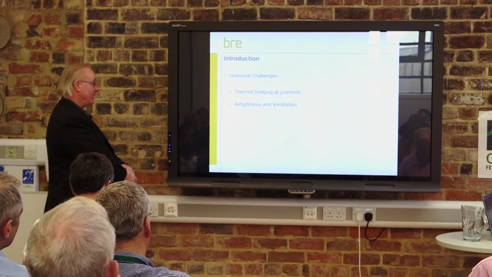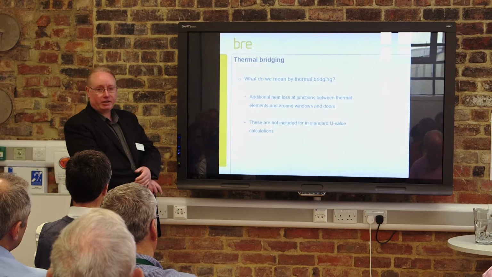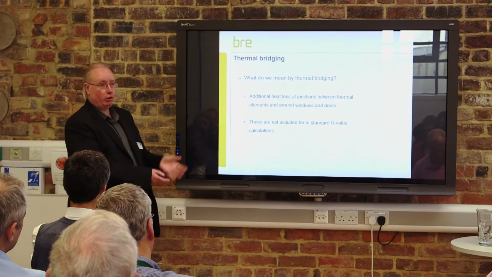So we'll start with the thermal bridging section. What exactly do I mean by thermal bridging? Well, if you do a U-value calculation, you take account of wall ties. If it's timber frame, you take account of timber stud work in the U-value calculation. That is a form of thermal bridging.